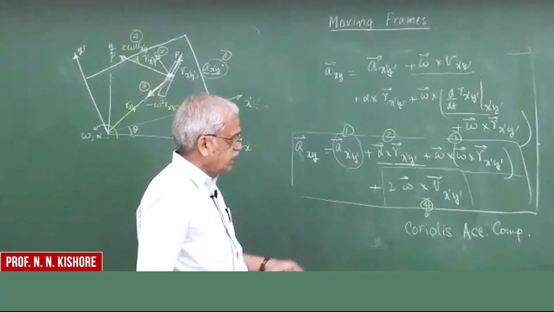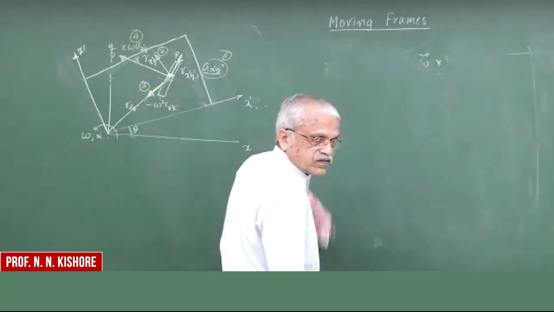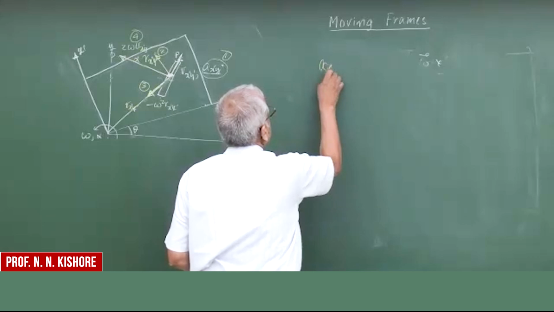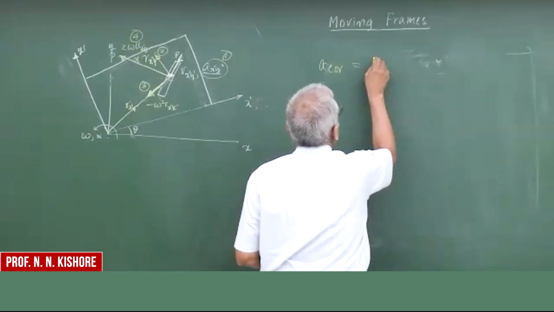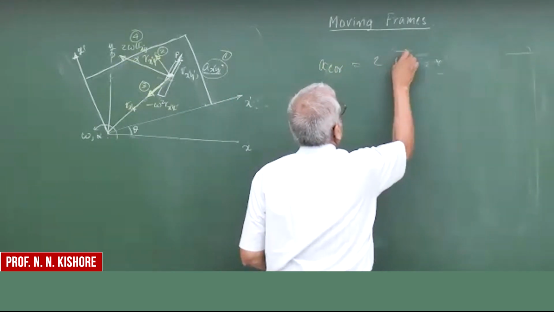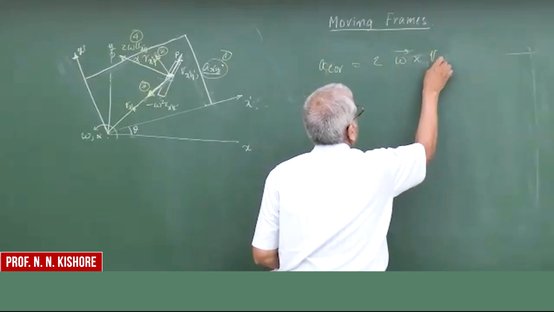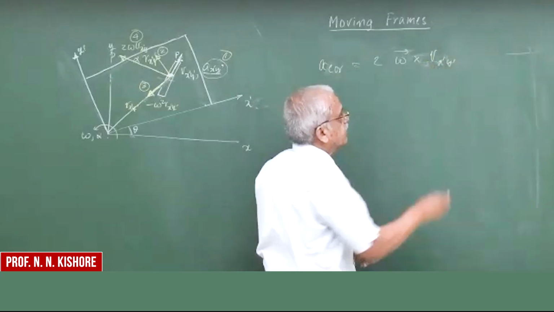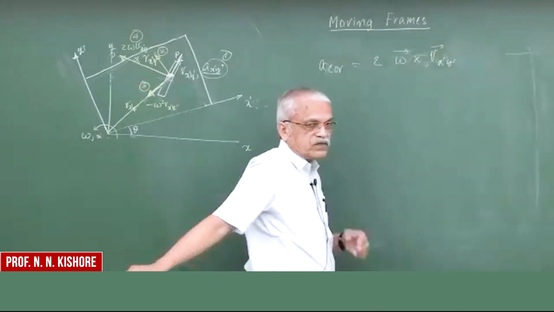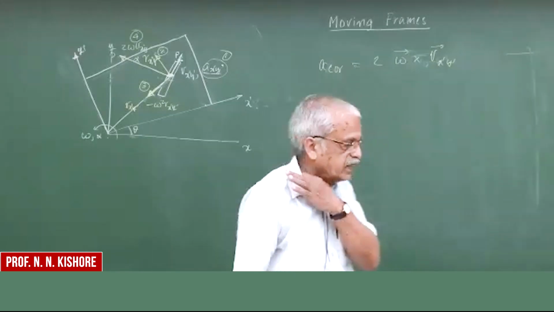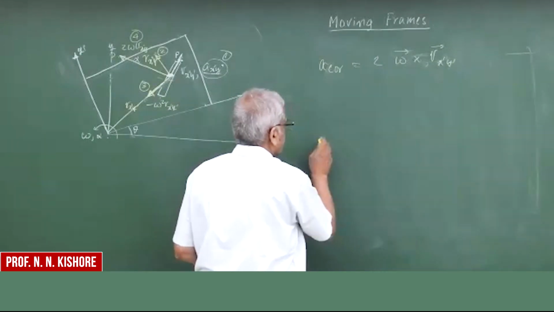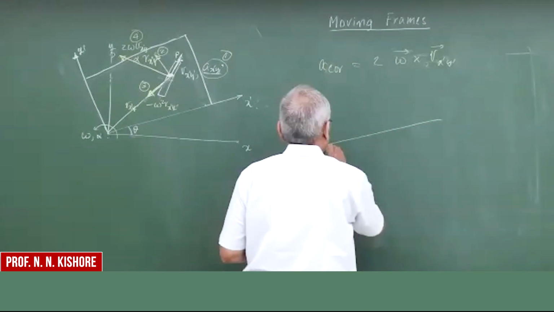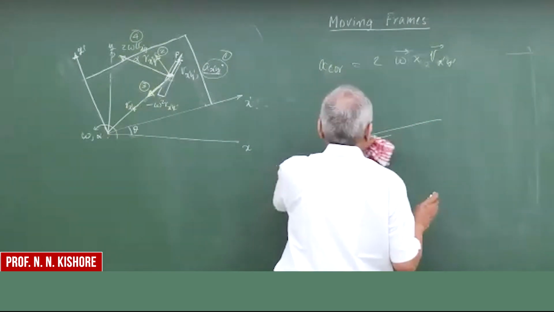It is because of a very interesting thing. Let's try to understand. We said that the Coriolis component is 2 omega cross vx prime y prime. Sometimes this is called a relative term, relative to the rotating frame. So let's try to understand. Let us think that there is a rod here.